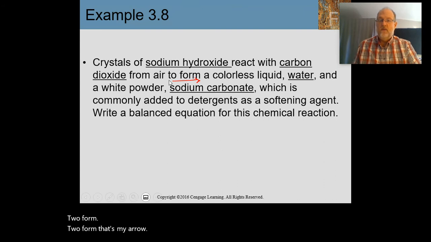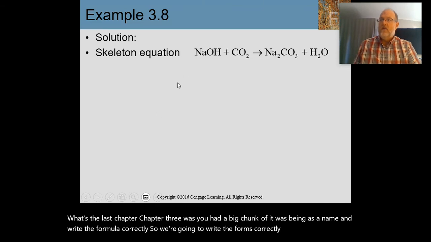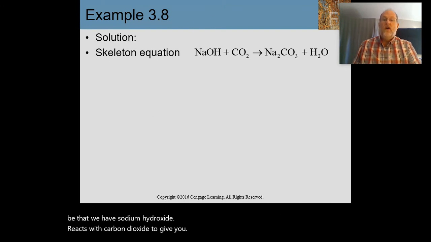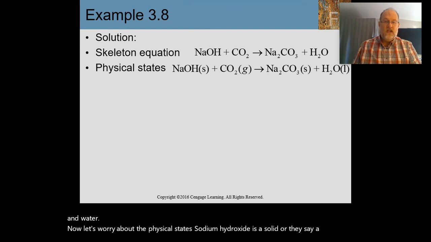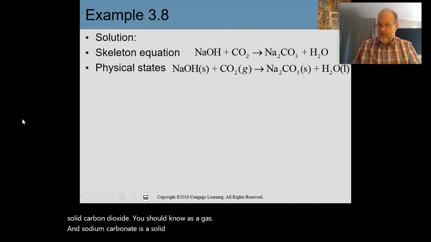water and sodium carbonate. Well, in last chapter, a big chunk of it was being able to name and write the formulas correctly. So the skeletal equation would be that we have sodium hydroxide reacting with carbon dioxide to give you sodium carbonate and water. Now let's worry about the physical states. Sodium hydroxide is a solid, because they say a crystalline solid. Carbon dioxide, you should know, is a gas. And sodium carbonate is a solid. They said it was a precipitate. And water is a colorless liquid.